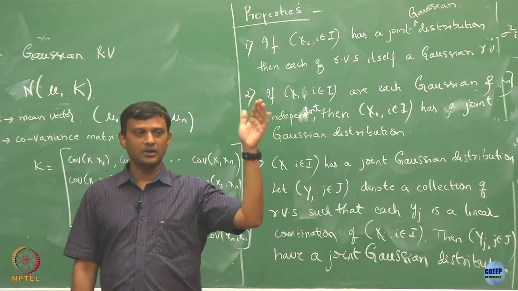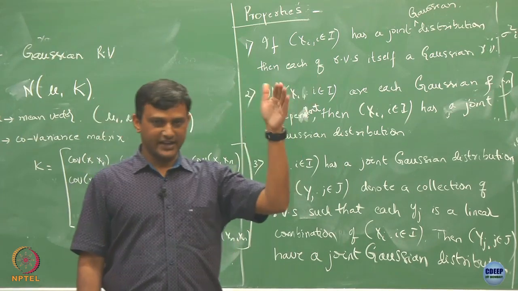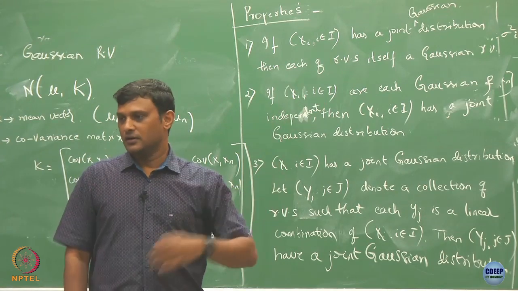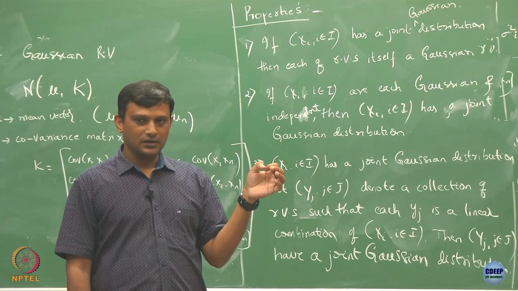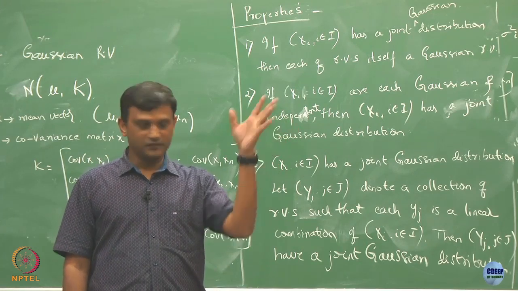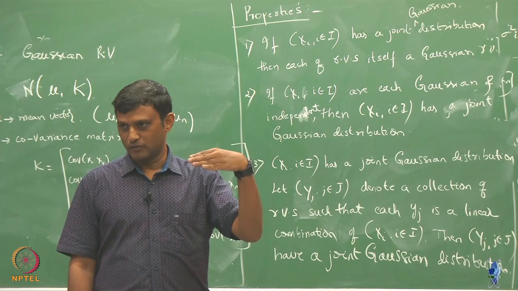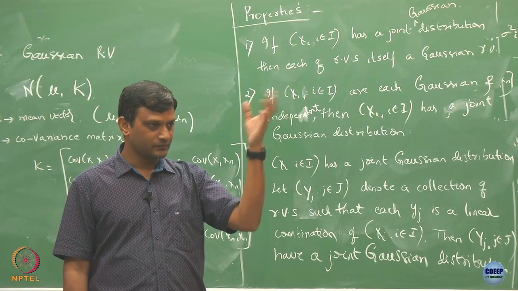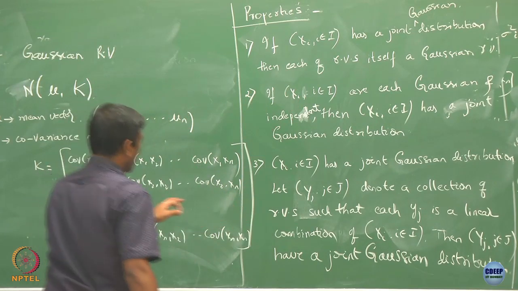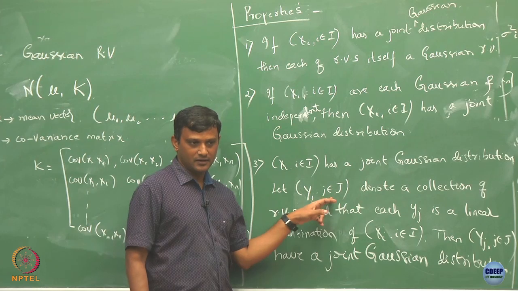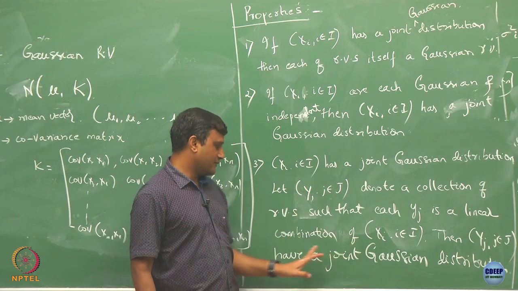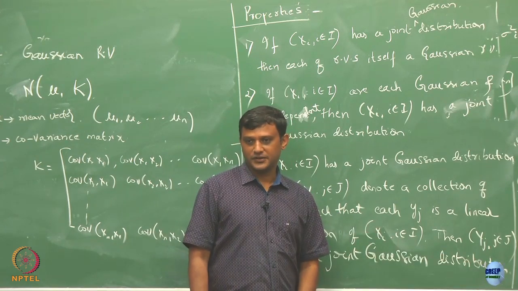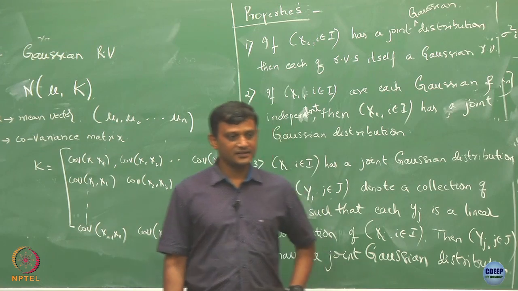Let us say you have X1, X2 all the way up to X10, you have 10 random variables that are jointly Gaussian distributed. Now you take one linear combination of these random variables, you can take another linear combination. Like that, say you come up with 100 linear combinations of X1 all the way up to X10. Now these 100 random variables which I have denoted Yj, our claim is that they again have a joint Gaussian distribution. Does it make sense?